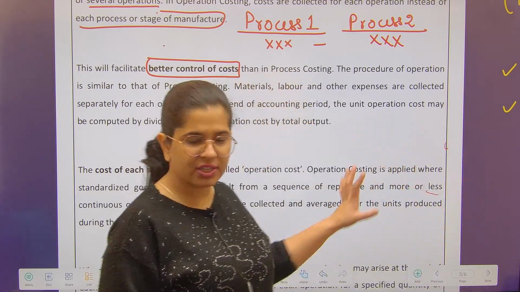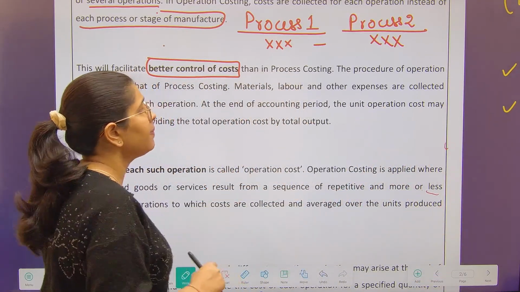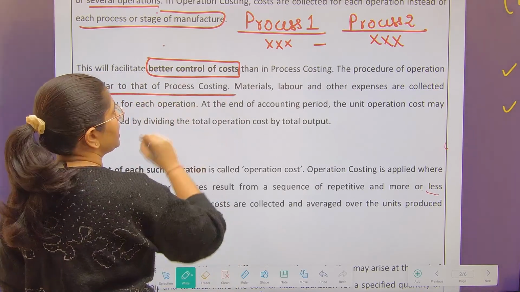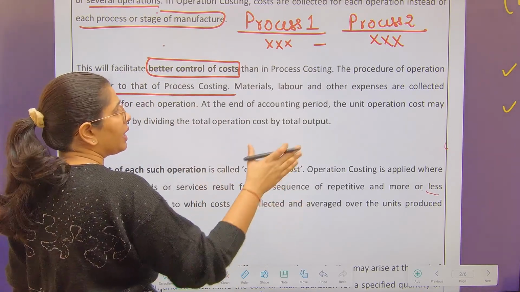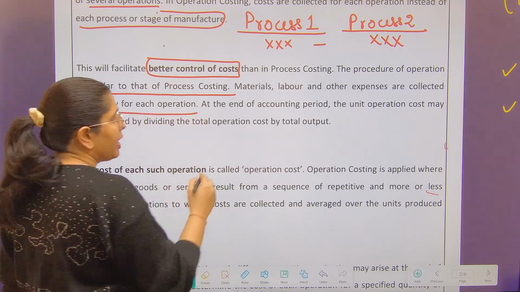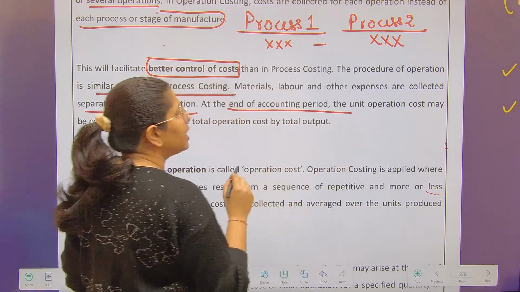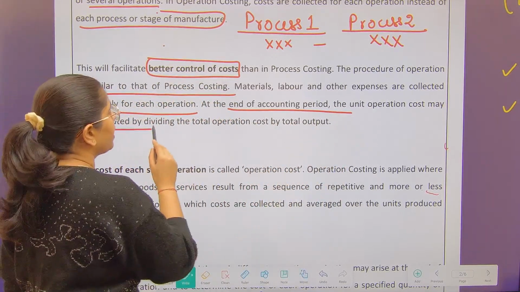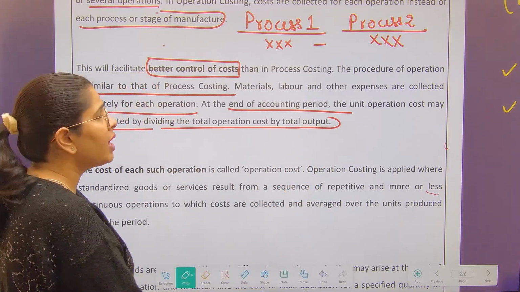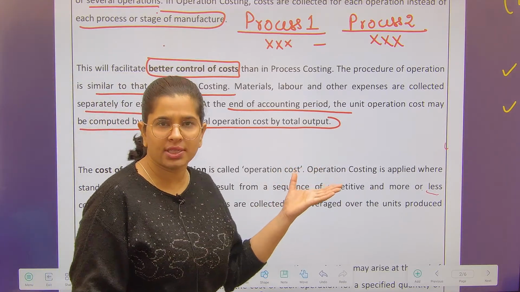The advantages are quite similar to process costing. The procedure of operation costing is similar to process costing. Obviously, material, labor, and other expenses are collected separately for each operation. At the end of the accounting period, the unit operation cost may be computed by dividing the operation cost by total output. That's what we do in process costing as well.